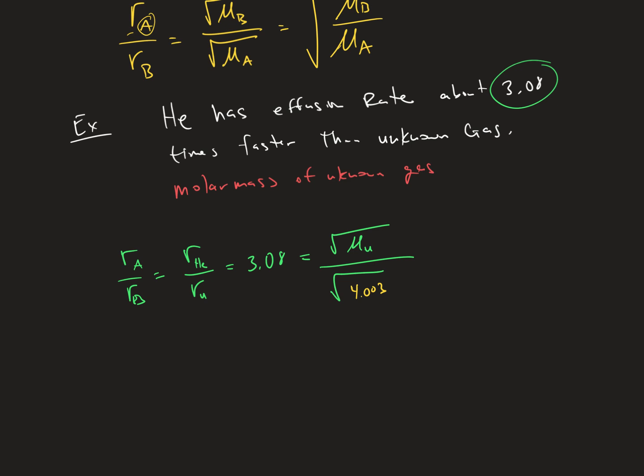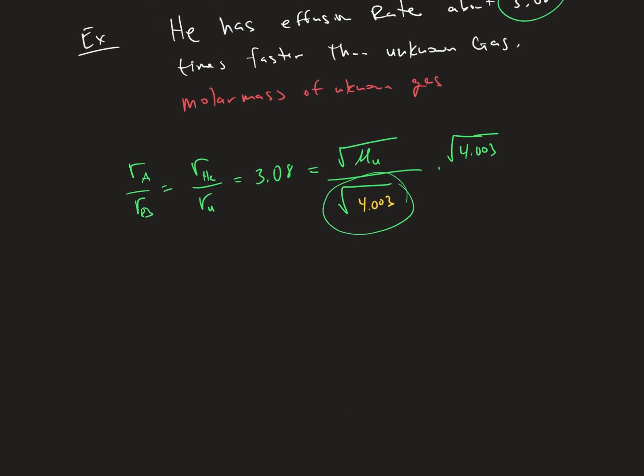So now we just do a little bit of algebra, or calculate for X here, for molar mass of our unknown gas. So this is basically 2. Should we round it? Not if we want a better result, right? So we can multiply both sides by the square root of 4.003. And so now we have 3.08 times square root of 4.003 is equal to the square root of our molar mass of our unknown. How do we solve for the unknown? Square both sides. You with me?